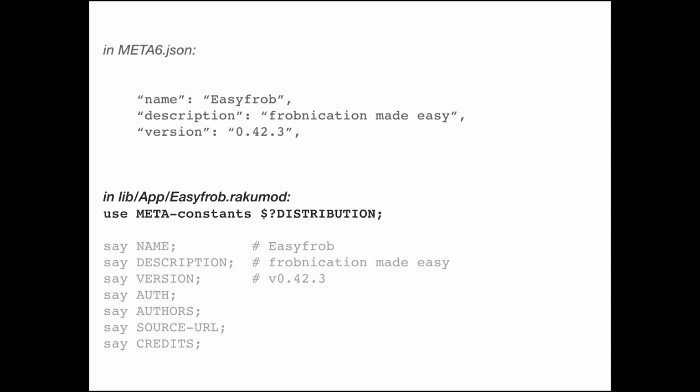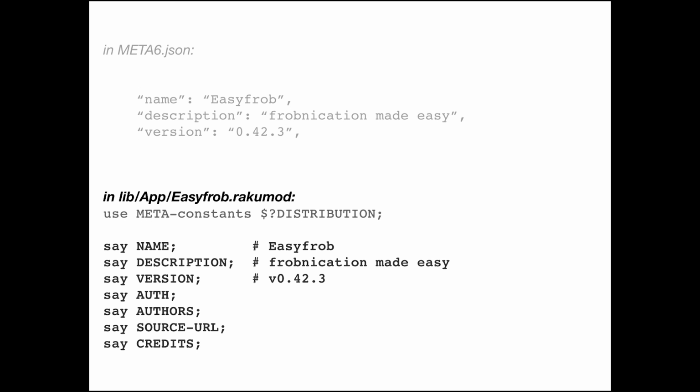In your module, you can just say use meta-constants, $?DISTRIBUTION. Why that? Well, $?DISTRIBUTION is only available inside your module from that distribution. If you want to expose that to the world, you need to do that yourself. And this is basically exposing it to the meta-constants module. So the meta-constants can actually export the right things, and so you can easily say them without actually knowing where the information is living or what is actually in there.